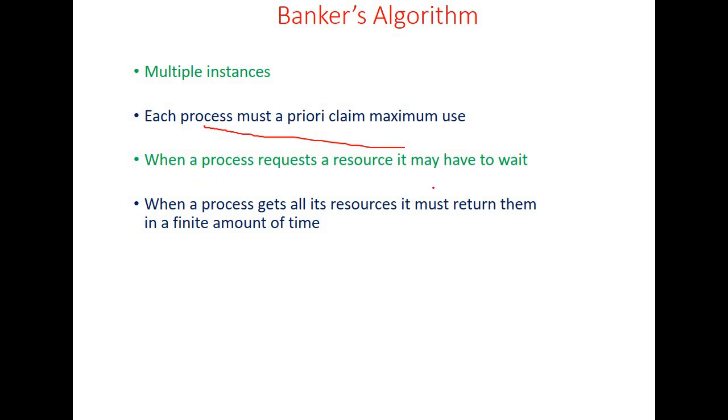When a process requests a resource, it may have to wait. When a process gets all its resources, it must return them in a finite amount of time. That means if a process has all the resources for execution, then it will go for execution. If a process does not have the resources and some are pending, then the process has to wait until all the resources are made available. Once the process gets all the resources, it will execute and complete and then release the resources for other processes to utilize. This is the process used in Banker's algorithm.